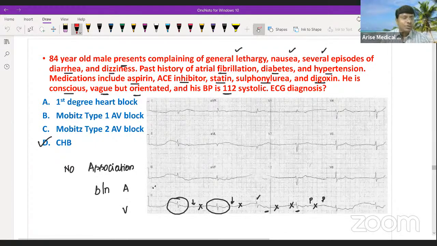So these are some of the images in today's session. And subsequently, I'll be back in front of you live with some more images related to cardiology.